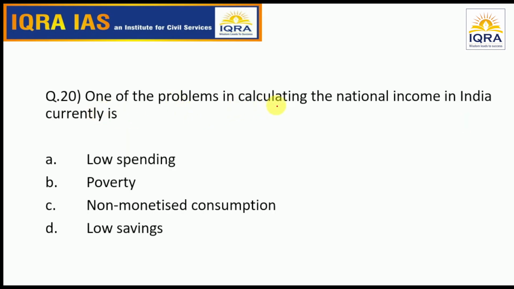One of the problems in calculating national income in India is: low spending, poverty, non-monetized consumption, low savings. So the biggest problem here in our country is this one, your option C, non-monetized consumption. There is a long list of this non-monetized consumption.